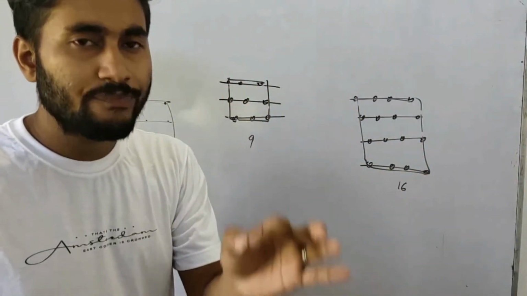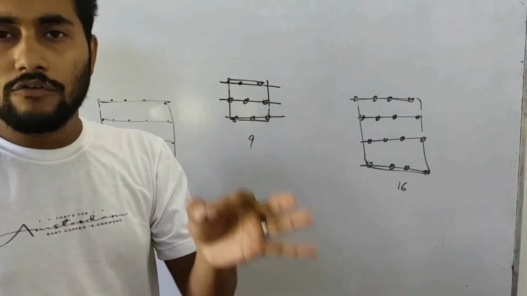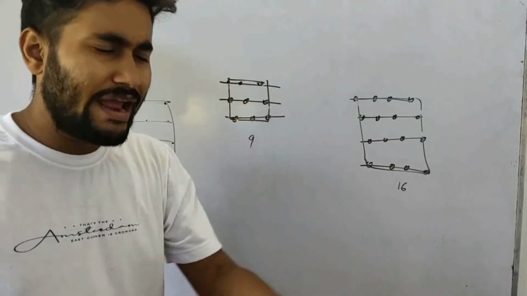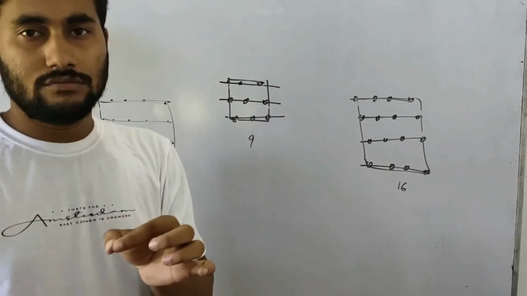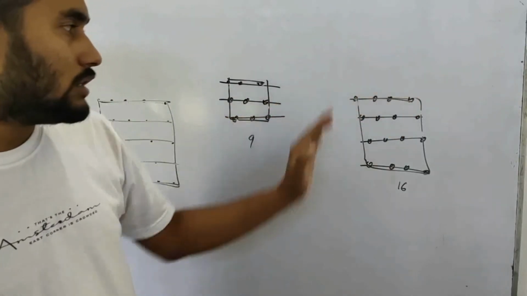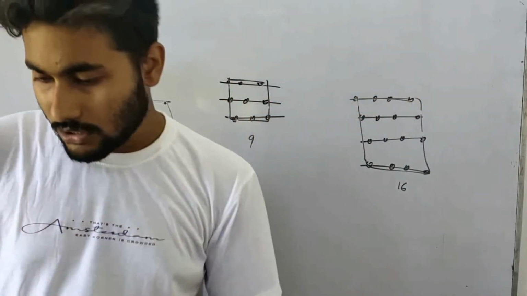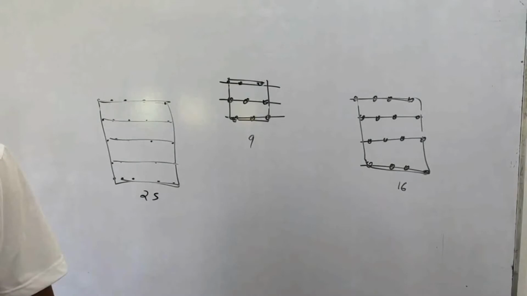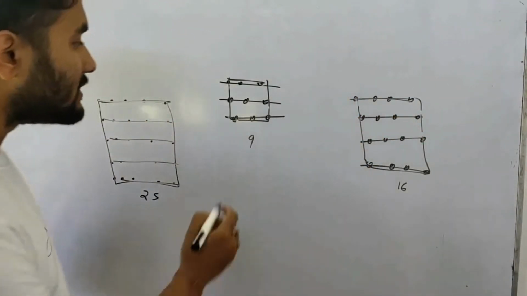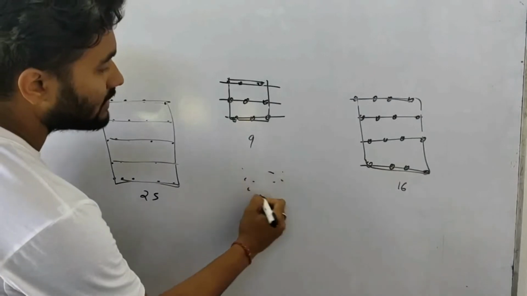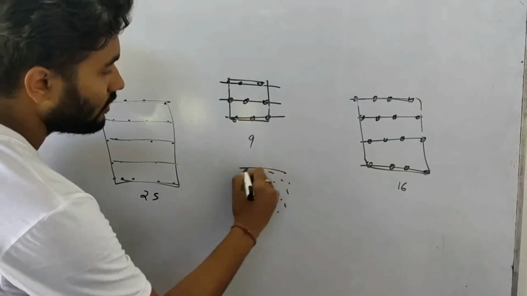In very short, forget about all things: total number of saplings or plants or students, whatever, is always equal to side into side. If you multiply these two, you will get the total number. So in this question, total number is given: how many plants are there? Total plants, 1225.